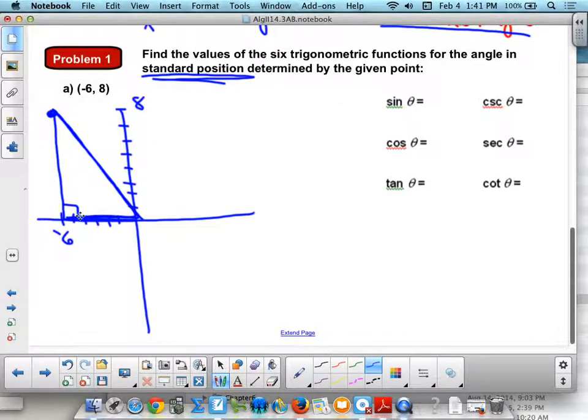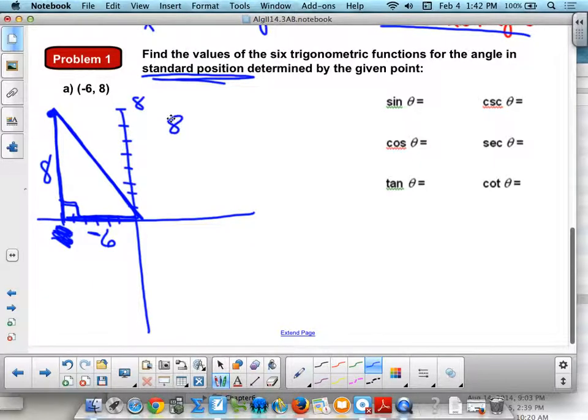Label your legs. What are your legs? X and Y. Negative 6 and 8. Yes, negative 6 for this leg. Positive 8 for this leg. Okay, right angle. What am I missing? Hypotenuse. How do you get hypotenuse if you know the legs? Pythagorean theorem. Okay, Pythagorean theorem.